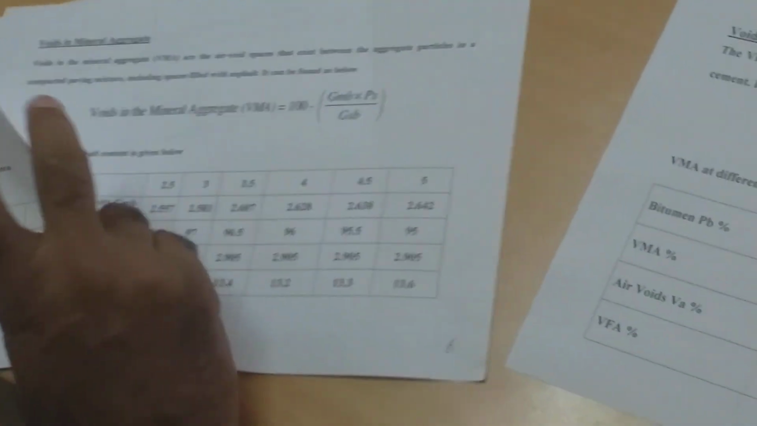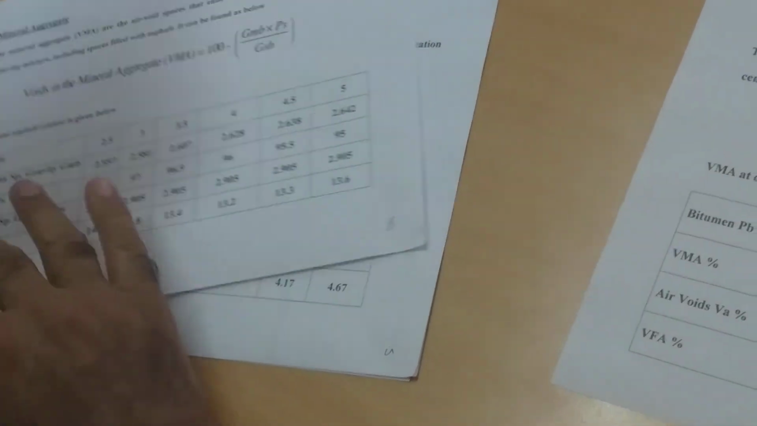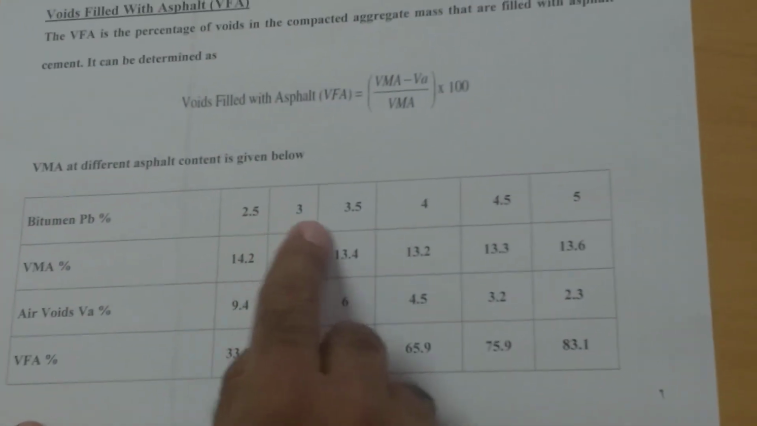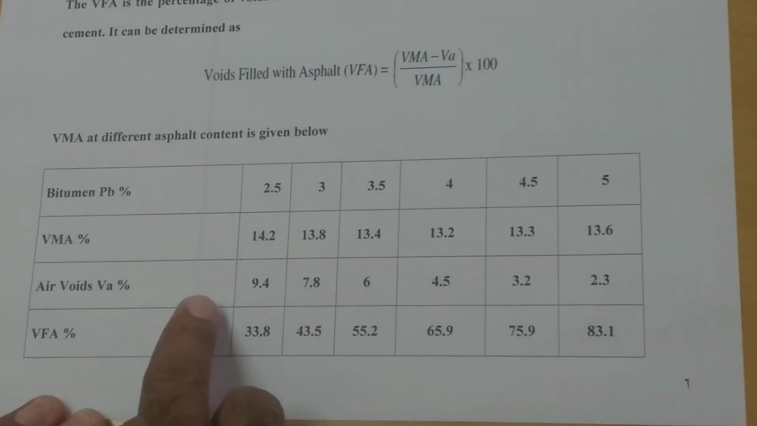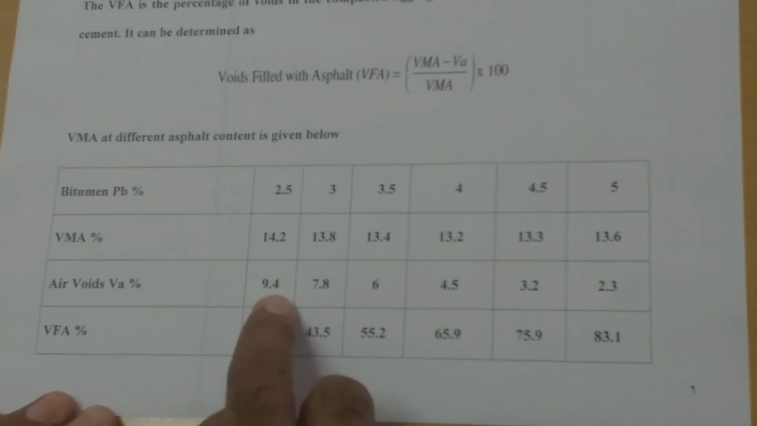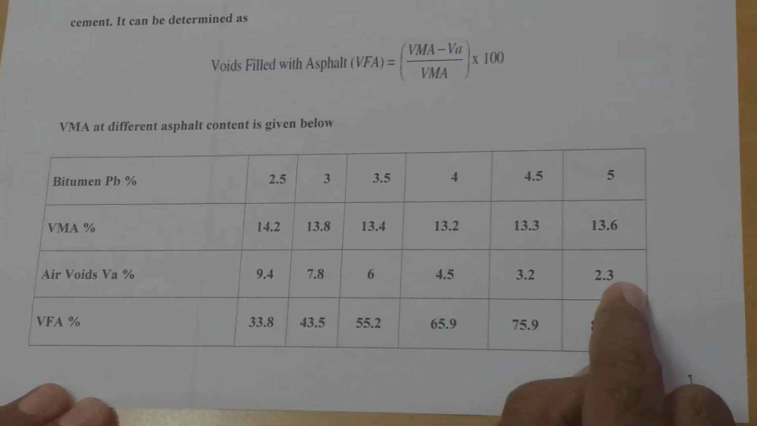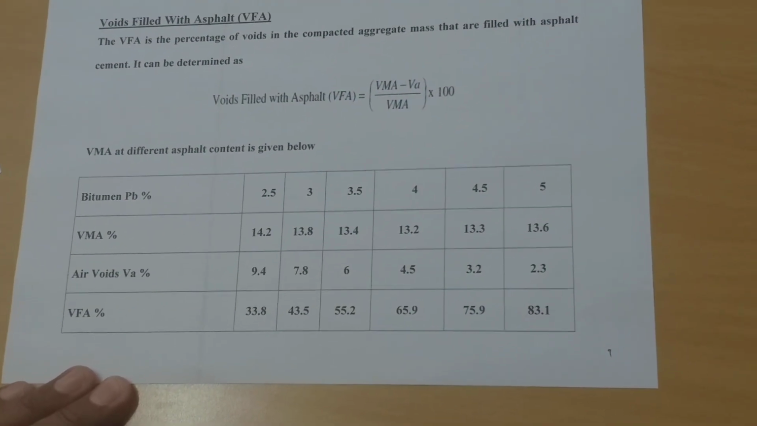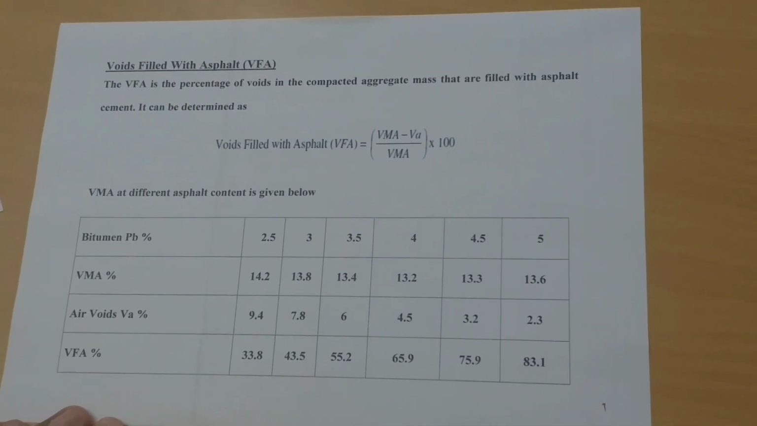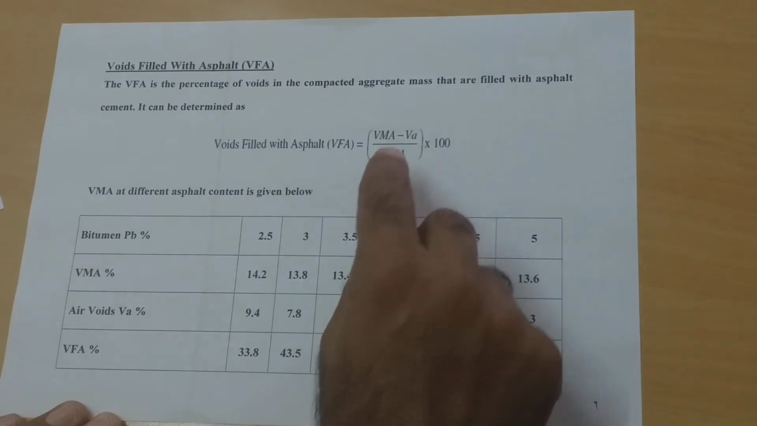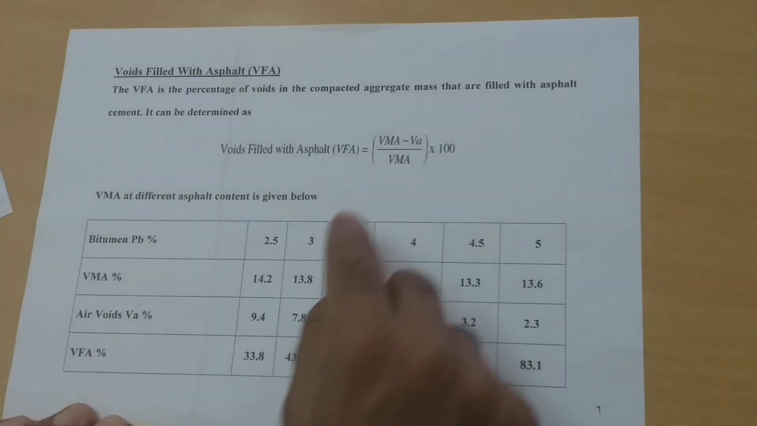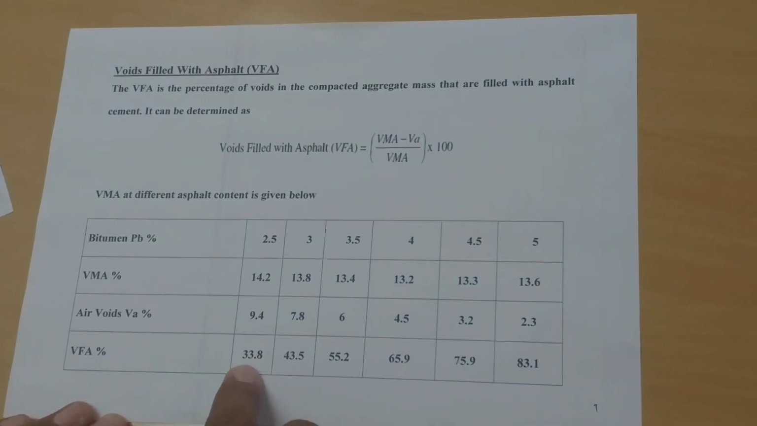Similarly, these air voids which I calculated in my previous sheet, I have written in the same sequence. As the bitumen content is increasing, whatever air void value is coming, we have written out. Now these two values will be substituted in this equation: VMA minus VA over VMA. It means 14.2 minus 9.4 divided by 14.2 into 100 will give me this value.